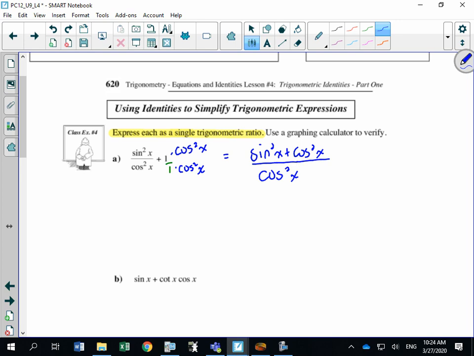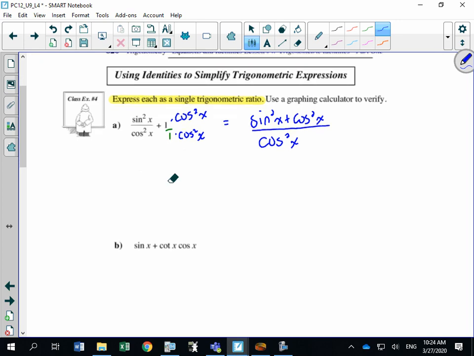Just to review, this goes back to Math 20-1 when we did fractions. If you have common denominators, let's say 3 over 4 and 2 over 4, the rule was your denominator stays as 4, and then you just add or subtract your numerators. So 3 plus 2 would be 5 over 4, right? In this case, I had cos squared x and cos squared x, so my denominator is cos squared x. Now what I have is sine squared theta plus cos squared theta over cos squared theta.